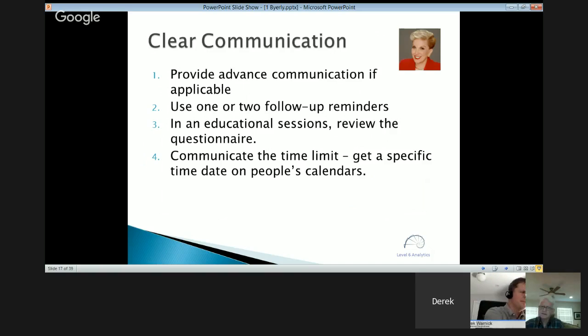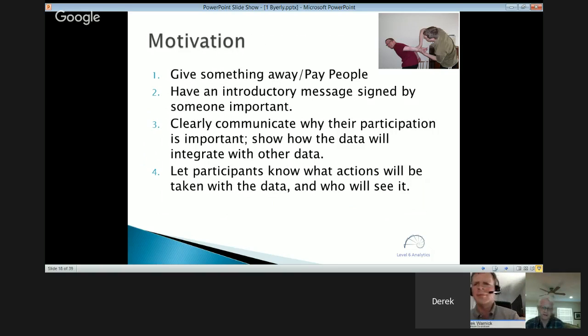Okay, let me talk about motivation-specific things. Giving something away with a questionnaire seems to be one of the best things to do. Incentives use social exchange theory by causing participants to feel obligated to respond. However, some researchers suggest that providing large incentives is a model of diminishing returns.